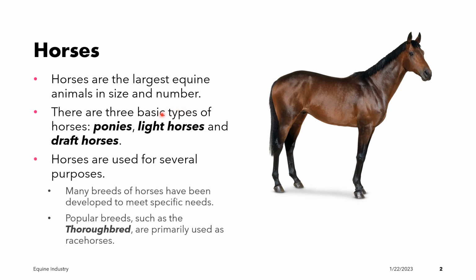Horses are used for several purposes. Many breeds of horses have been developed to meet specific needs. An example of this is the thoroughbred. Thoroughbred is a popular breed of horse which is primarily used as a race horse.